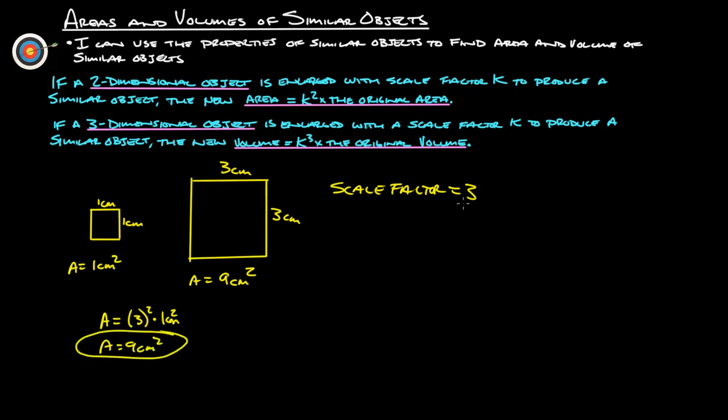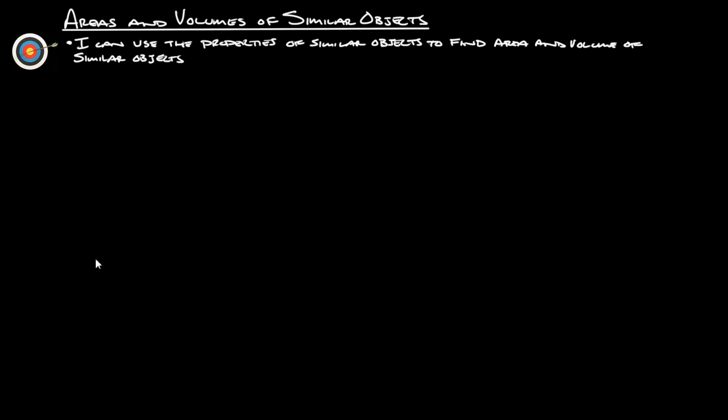So you can't just multiply by the scale factor once. Because it's 2 dimensions, you're using the scale factor twice, so you have to square it. Same thing with a 3-dimensional object. If a 3-dimensional object is enlarged with a scale factor k to produce a similar object, the new volume is going to be k cubed times the original volume, because now you have not just 2 dimensions, but 3 dimensions, so k cubed. Let's take a look at some examples to help clarify this.